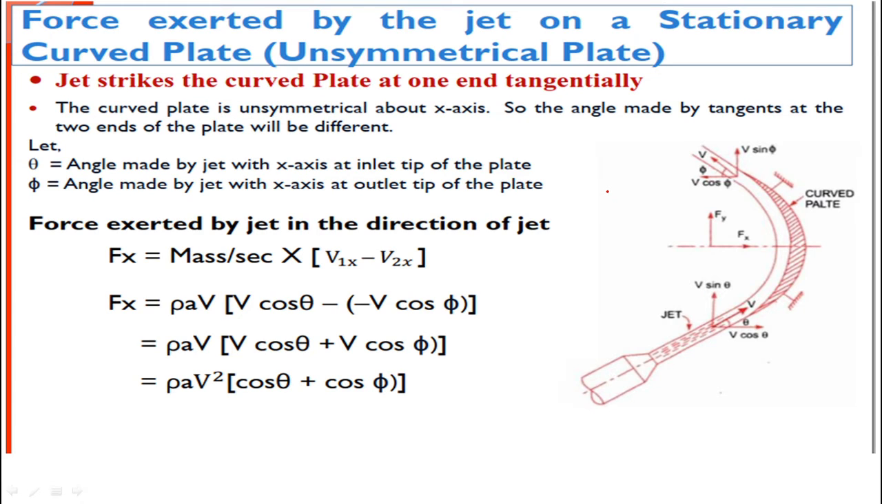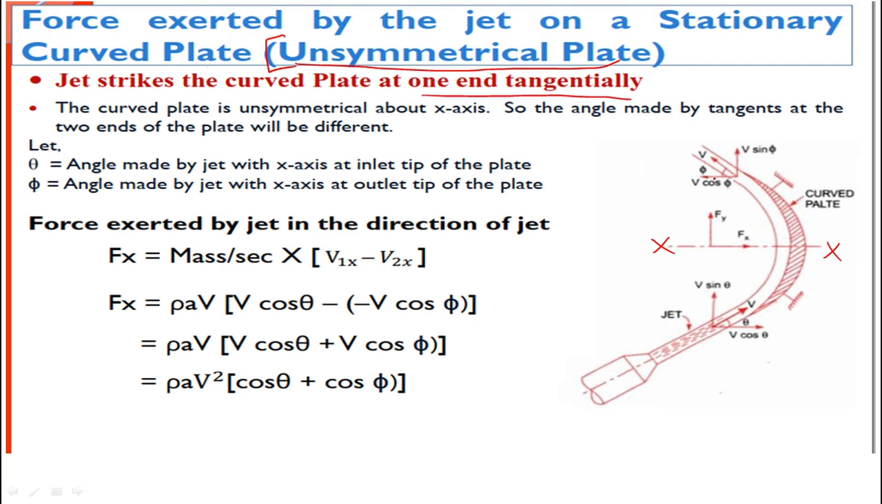Hi student, in this video we are going to see the force exerted by the jet on a stationary curved plate, but this particular plate is asymmetric. Similar conditions: the jet strikes the curved plate at one end tangentially. In the previous derivation we saw that the plate was symmetric to the x-axis, but in this case the plate is asymmetric.